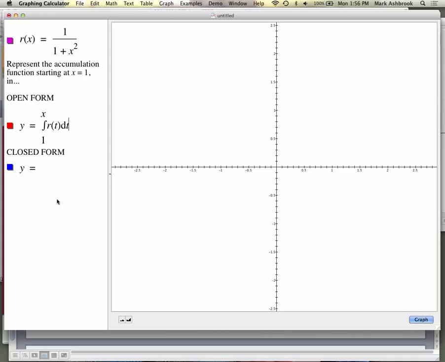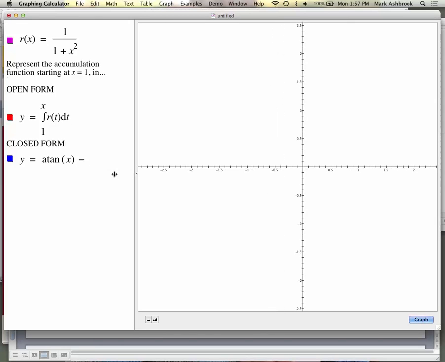Arctangent. Okay? So if I want to write this in closed form, I'm going to write arctangent of x. So I want the accumulation from 1 to x. So if I have a closed form, I can just write that. Is that right? Am I done? Minus arctan of 1.